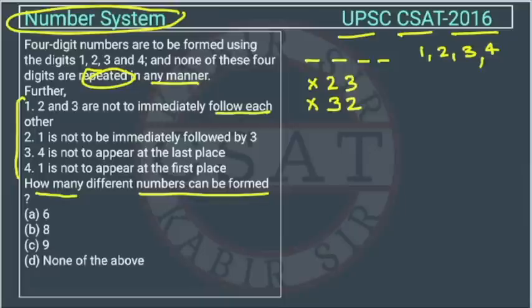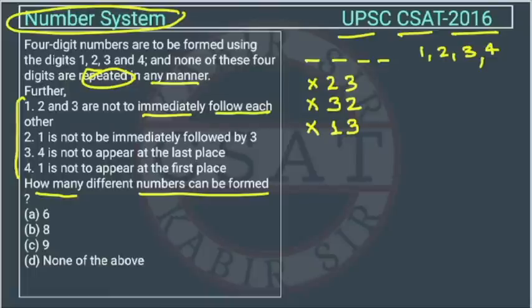Because they are saying 2 and 3 are not to immediately follow each other, meaning 3 will not come immediately after 2; if something comes in between, then 3 can come after it, right? 2 will not come immediately after 3, something must come in between, right? Follow each other. Okay, so they are not following each other. Now the second condition, 1 is not to be immediately followed by 3. So this is also not possible.